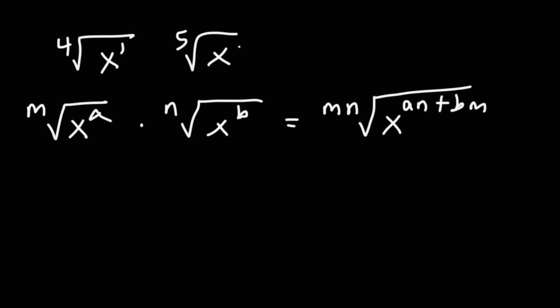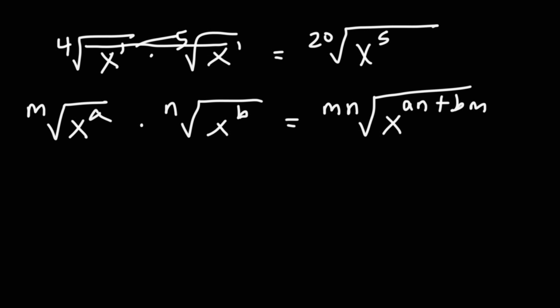So let me show you how you can use that formula here. First we're going to multiply the two index numbers. 4 times 5 is 20. Next we'll multiply 1 and 5, which will give us 5. And then we'll multiply 1 and 4, which will give us 4. And so it becomes 9. So our final answer is the 20th root of x to the 9th.